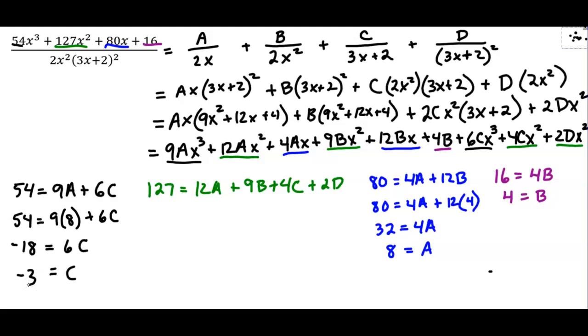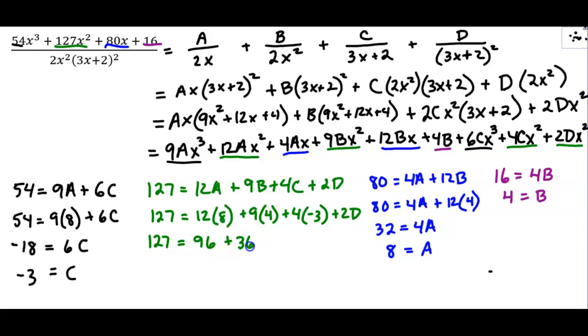Okay, now we can go to the green equation and figure out what D is. So we have 127, 12 times 8 plus 9 times B was 4, plus 4 times negative 3, plus the 2D. Okay, so 127, that's going to be 96, 36, minus 12, plus 2D. What is all that? 24 and 96 is like 120. So it's like 127 equals 120 plus 2D.